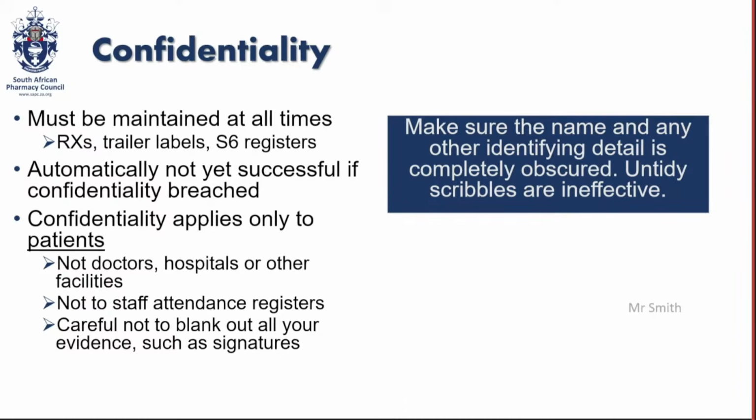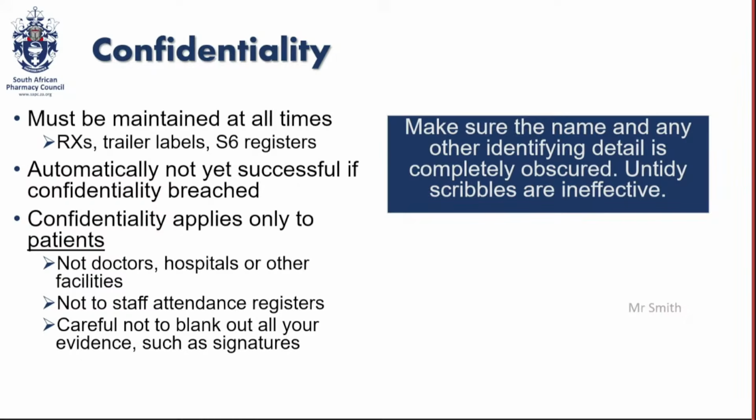When you're dealing with staff attendance registers, there's no confidentiality there, so be careful not to blank out all your evidence, such as signatures. For example, if it is a signature and you can't say from that signature who the patient is, it can show that a patient did sign that particular document. Make sure the name and any other identifying detail is completely obscured.